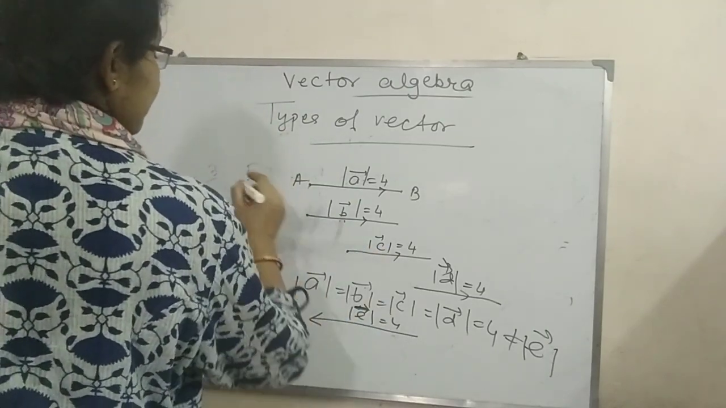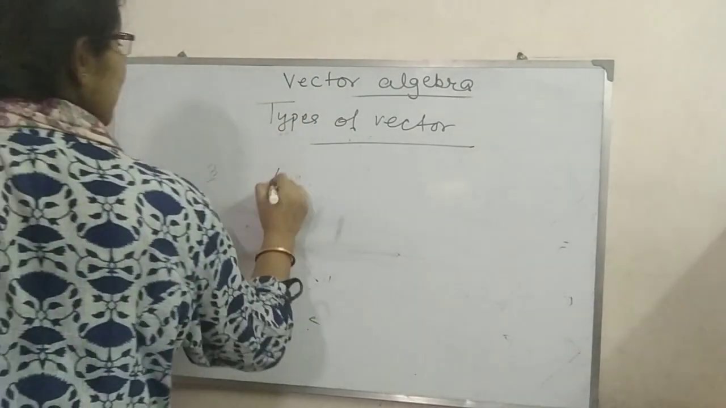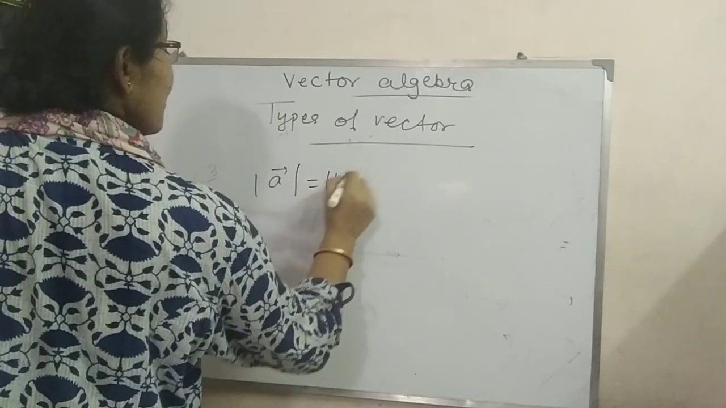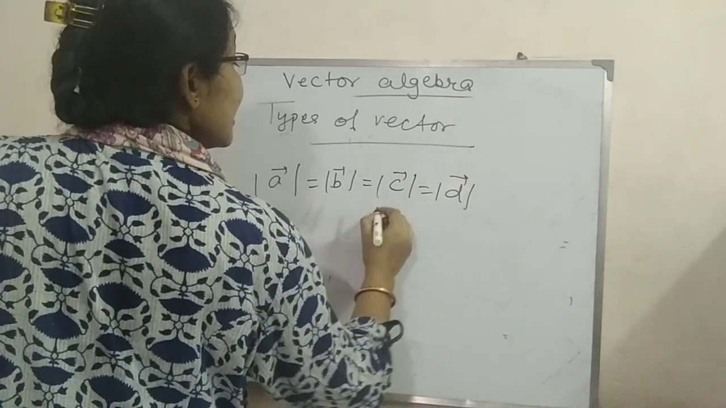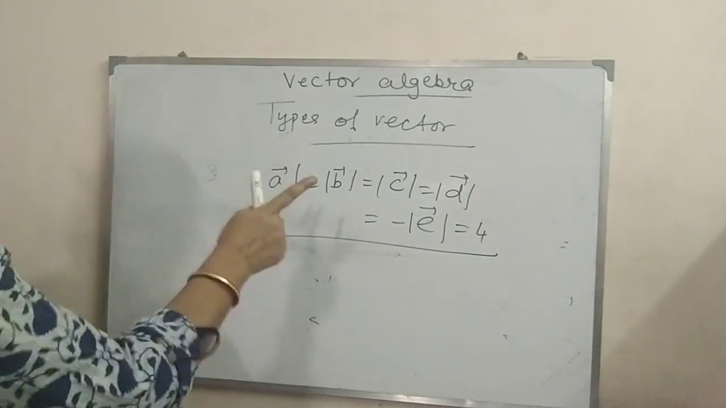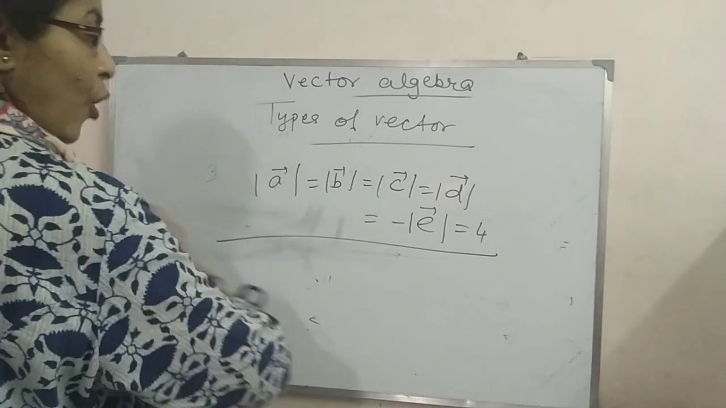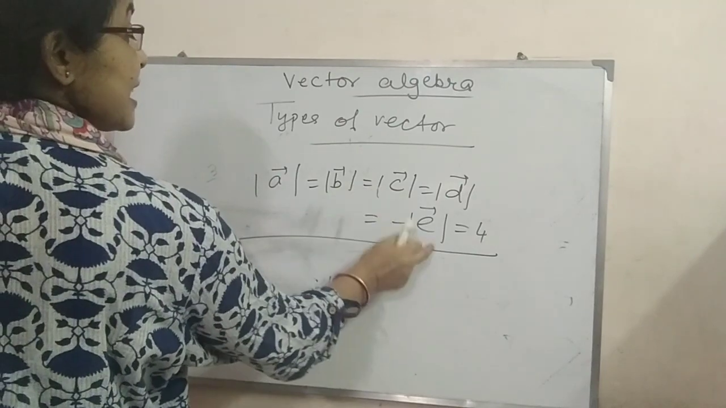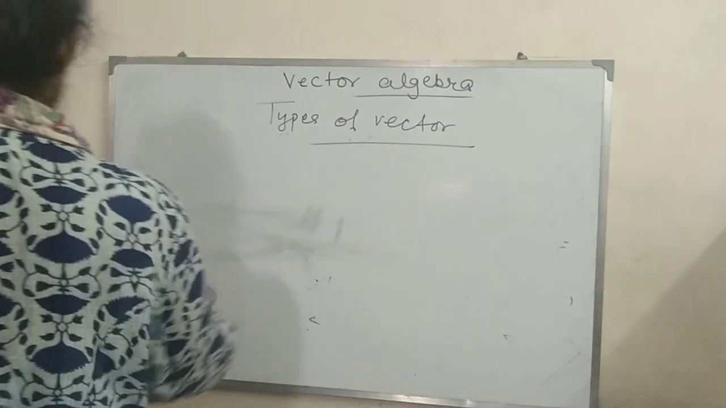I can tell it in this way: vector A equals vector B equals vector C equals vector D equals minus vector E, that is equal to 4. So the direction and magnitude are all the same for all vectors. Then A equals minus E, B equals minus E, C equals minus E, D equals minus E equals 4. This is the equal vector.